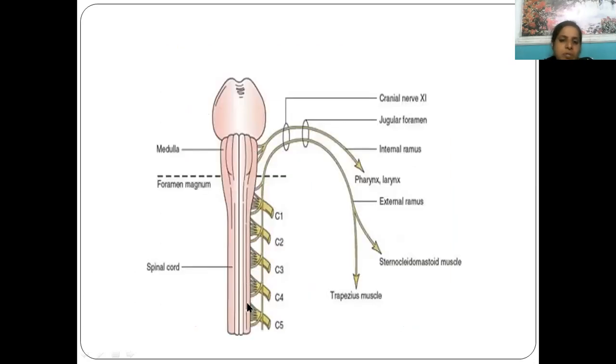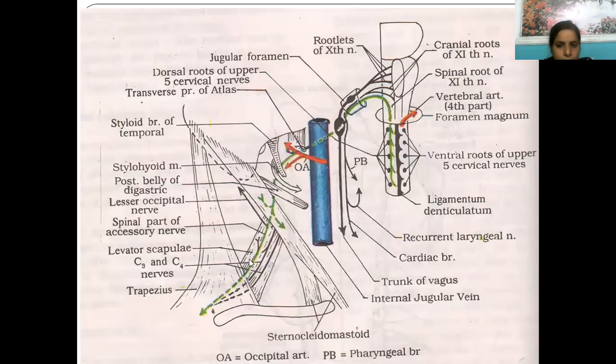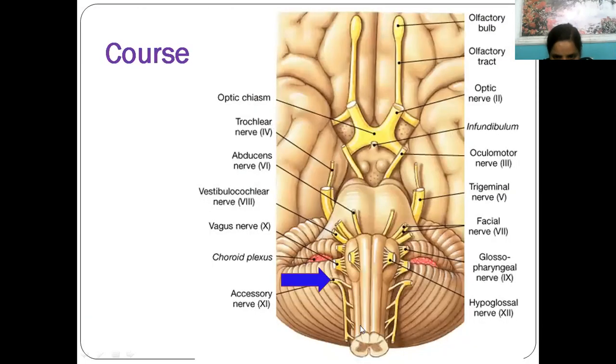Different pictures are shown, but all pictures emphasize the same fact that it has a cranial root and a spinal root. Now, see, this is our medulla, pons, medulla oblongata, and spinal cord. This is pons, this is medulla. Now, the accessory nerve is this. This is the cranial part, and just below this, you have the spinal part.